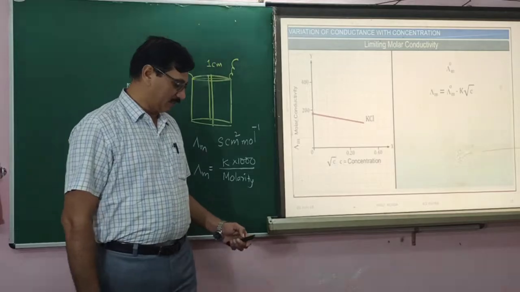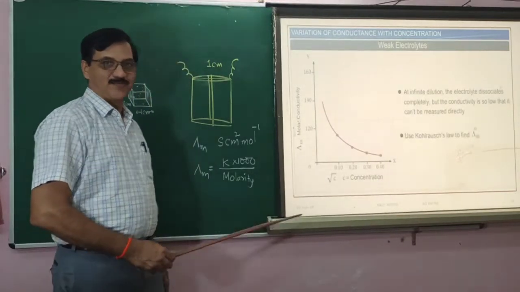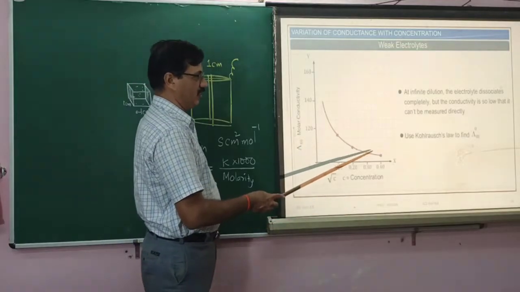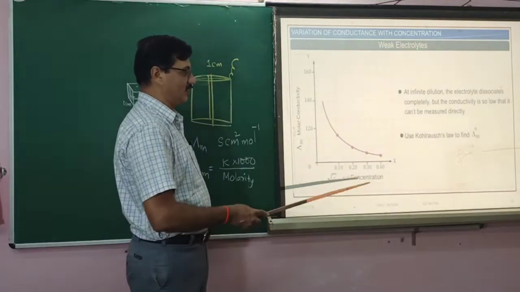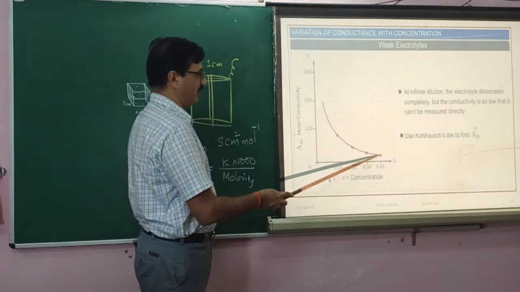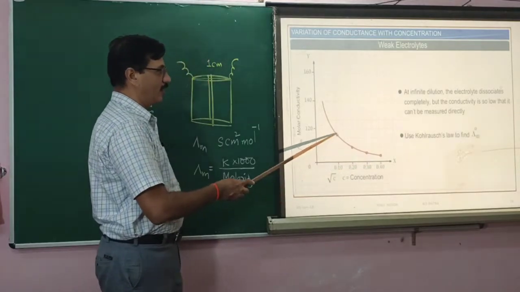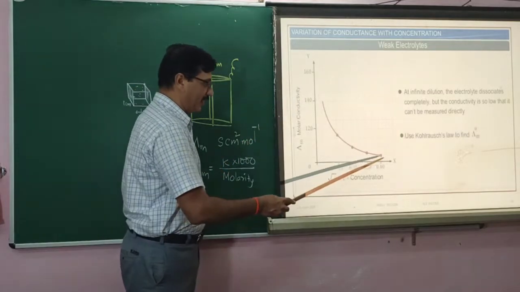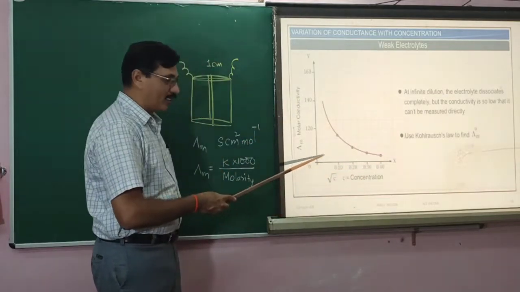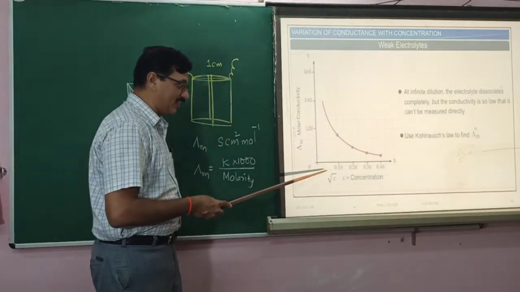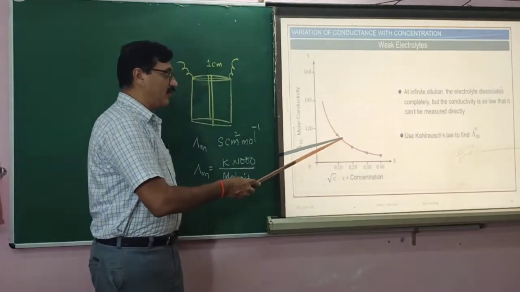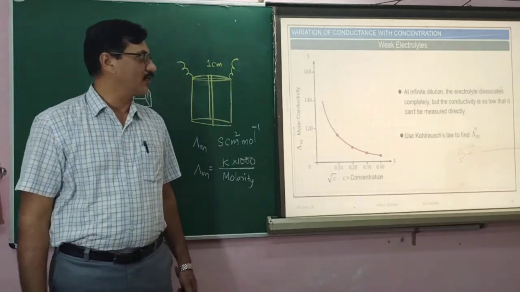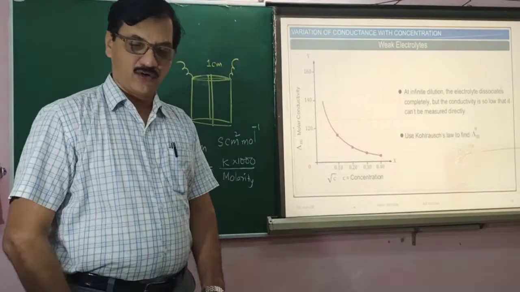Right? Then, if it is plotted for a weak electrolyte like acetic acid, it will be a curve like this. And what we find is that on dilution, or decreasing the concentration, the molar conductivity value increases steeply for a weak acid like acetic acid. What would be the reason for this?